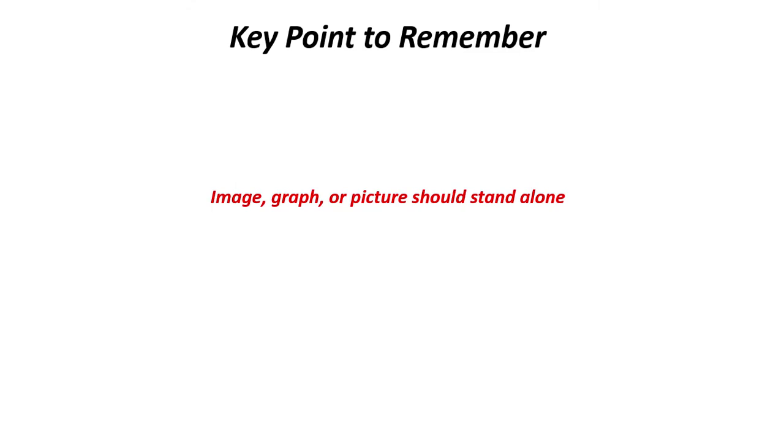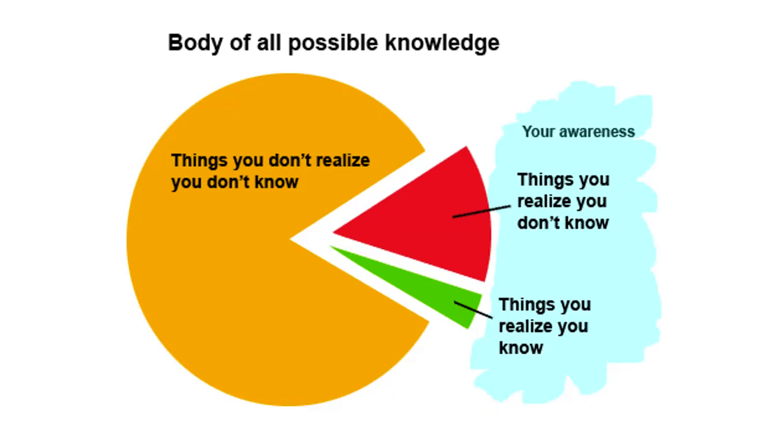Let's look at numerous examples. Here's one of my favorite pie charts in the world. It's called the body of all possible knowledge. The smallest part is the green part, things you know. The next largest is things you realize you don't know. So we can call both of those sections your awareness. And then the biggest part of the pie, about 75% of the pie, maybe 80%.